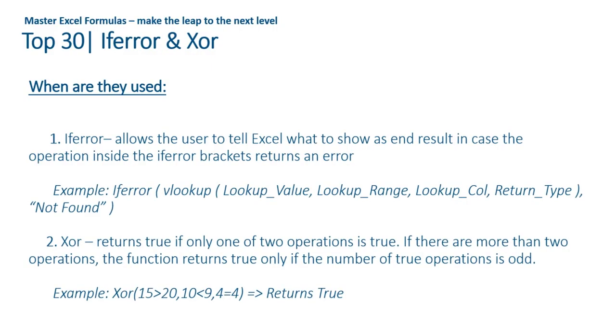Now the next two formulas are IFERROR and XOR. IFERROR is probably one of the most used formulas in Excel. What it does is it ensures that there is an alternative outcome in case the operations inside the IFERROR brackets will actually return an error. The XOR, the other formula, is another logical function, and it returns true if there are only two operations and only one is true. If both of them are true, it will return false, and if there are more than two operations inside the brackets, the function returns true only if the number of true operations inside is odd.